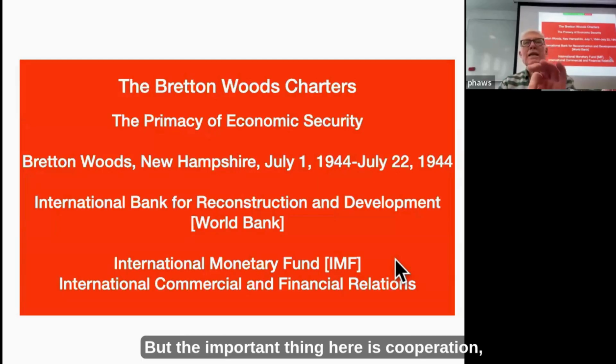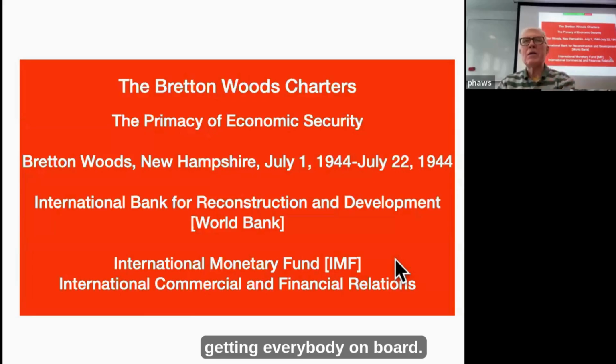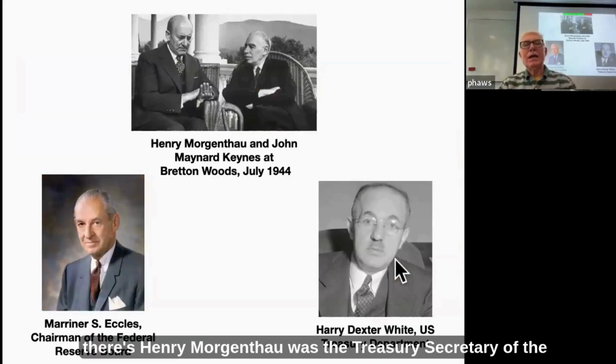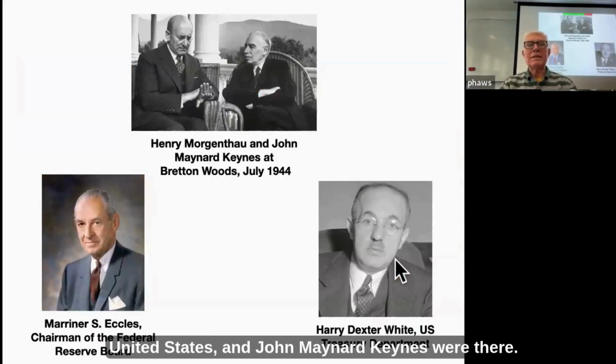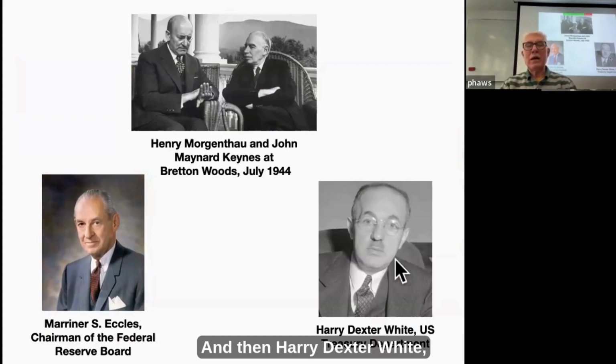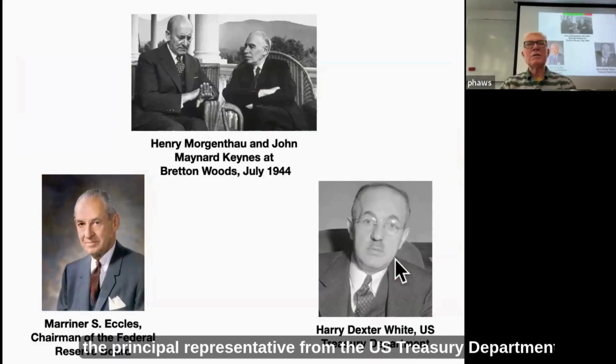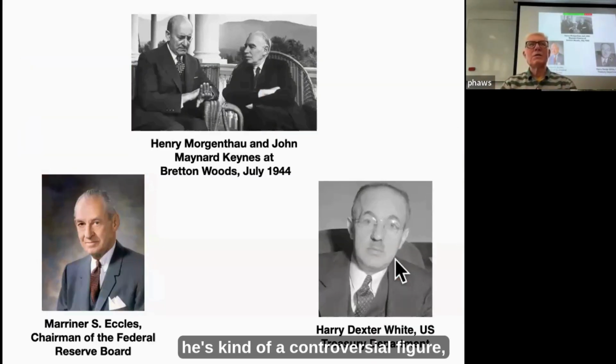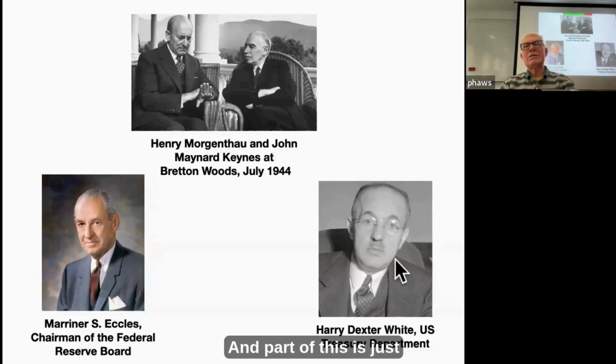But the important thing here is cooperation, getting everybody on board. And the people behind this, there's Henry Morgenthau, the Treasury Secretary of the United States, and John Maynard Keynes were there. Marriner Eccles, the chairman of the Federal Reserve Board, was there. And then Harry Dexter White, the principal representative from the U.S. Treasury Department. And White's, I'll just stop at a little aside. He's a kind of controversial figure because there's always some hint that he was a spy for the Soviet Union. And part of this is just shaming him in some ways.